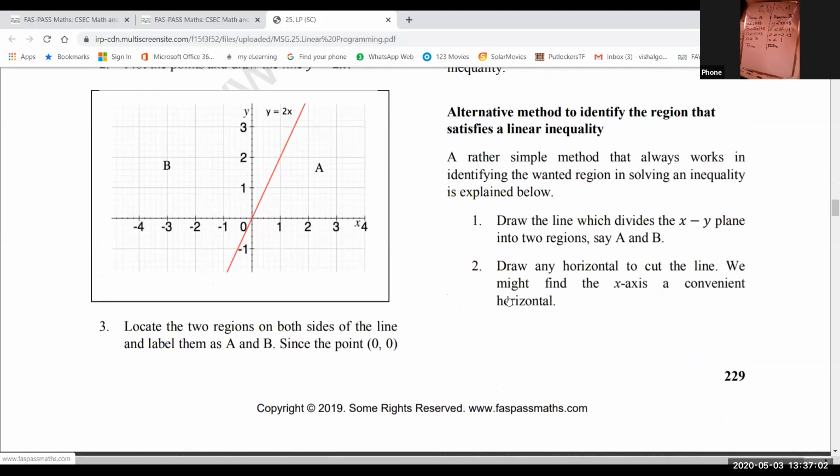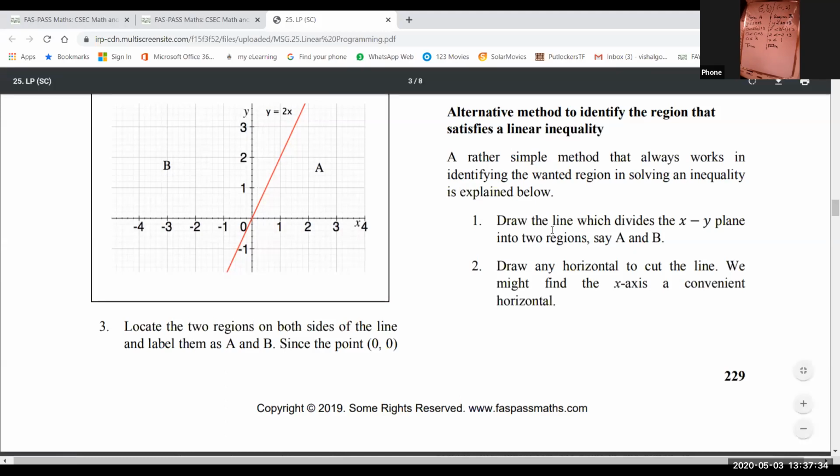All right, so let's look at an alternative method to identify the region that satisfies a linear inequality. Just give me 1 minute, please. Okay, right. So this is the alternative method.